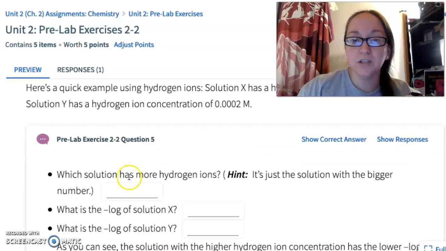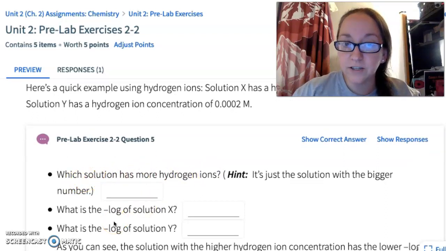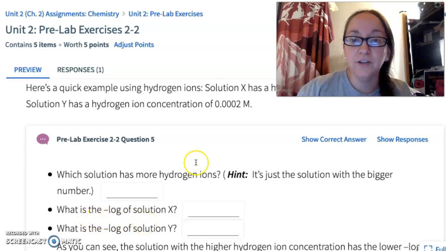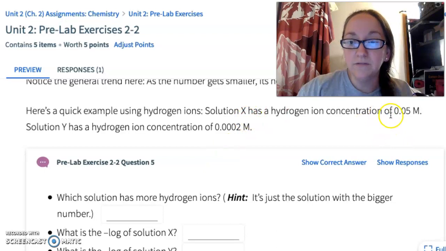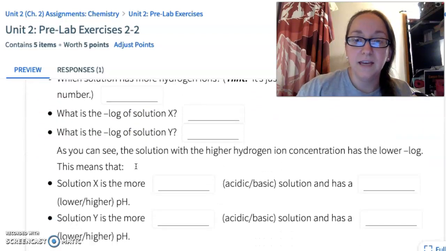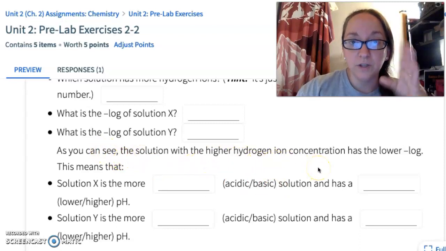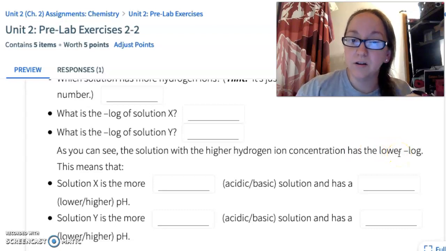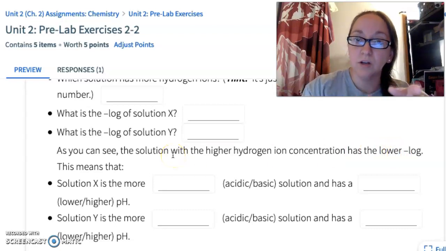So that's what some of these questions are. It's asking you which solution has more hydrogen. That's just going to be a letter, either X or Y. What's the negative log? That's where you go back to that calculator and you just type those in. So negative log 0.05, negative log 0.0002, okay? And then that is going to walk you through this. The solution with a higher hydrogen concentration, which we just said was the X, has the lower negative log, right? It's a smaller number closer to 0.